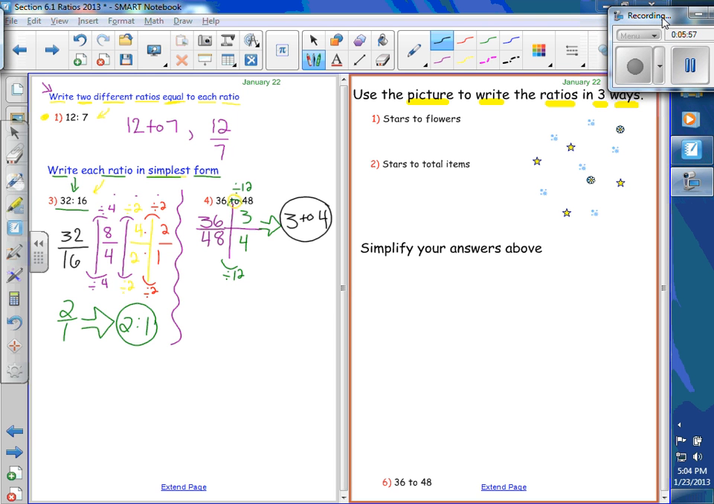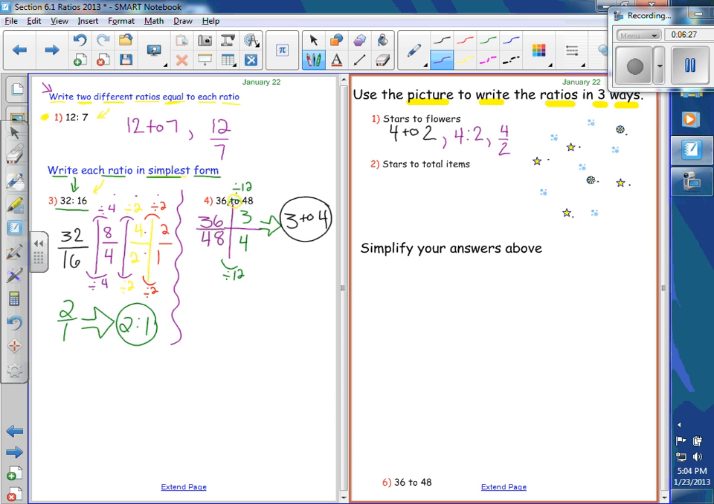So if you look here, there is 1, 2, 3, 4 stars. And on problem 1, you have to write how many stars to flowers. So there's 4 stars to 2 flowers. So that's one way to write the ratio. It's asking me to write the ratio in 3 ways. So then I would just write it with a colon and with fraction form.